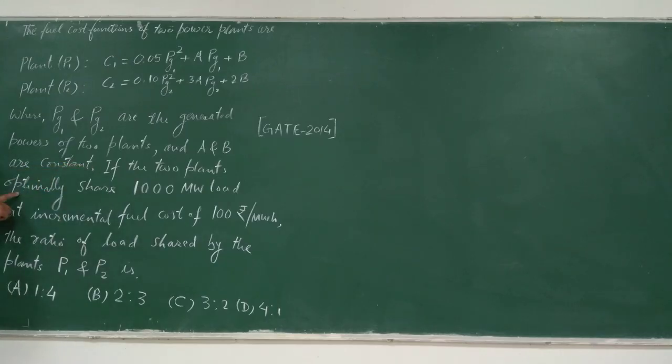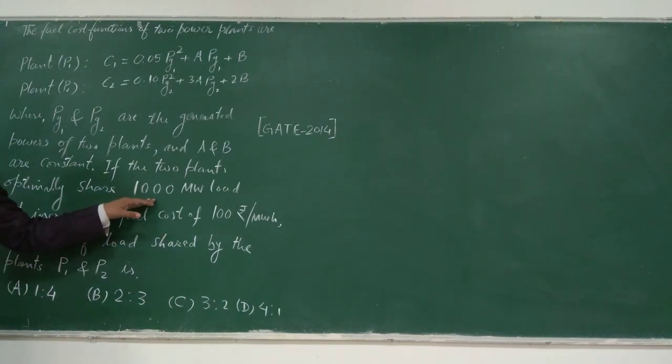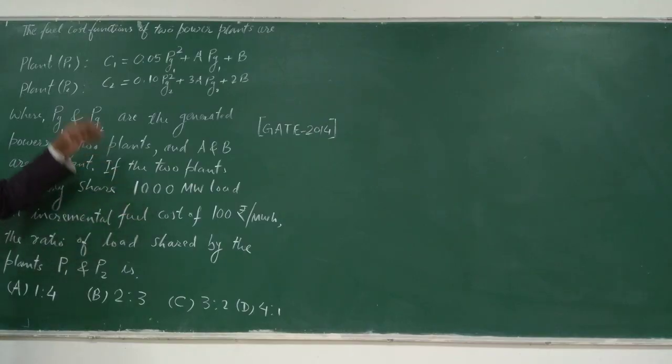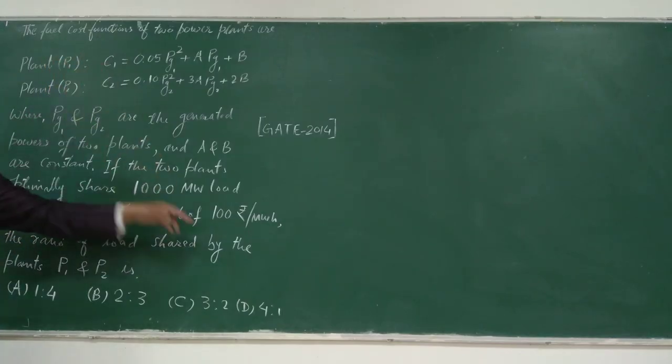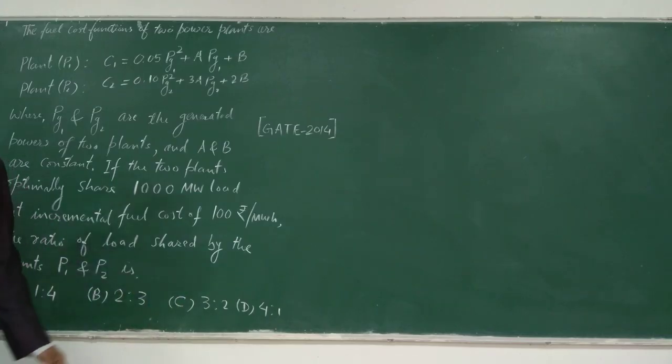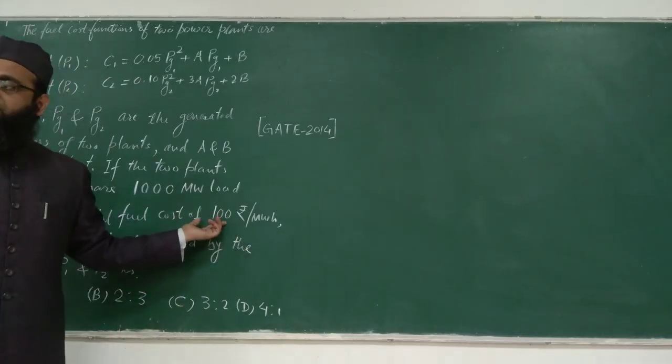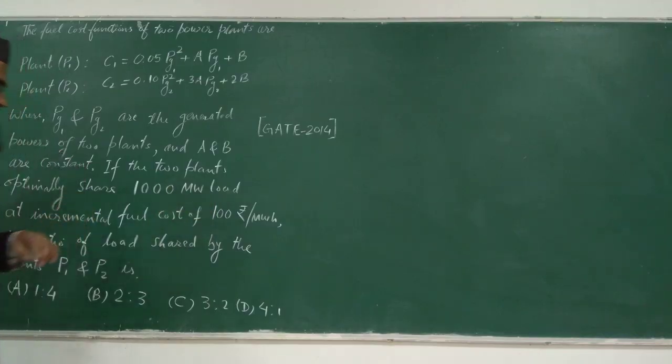If the two plants optimally share 1000 megawatt load, it means total demand PD is 1000, and that load is being shared by the two plants optimally, right? At incremental fuel cost of this. So sharing optimally means IC1 will be equal to IC2, and that is given as 100 rupees per megawatt hour. By observing the unit itself, we can observe that this is incremental fuel cost, rupees per megawatt hour. The ratio of load shared by the plants P1 and P2 is, four options are there.